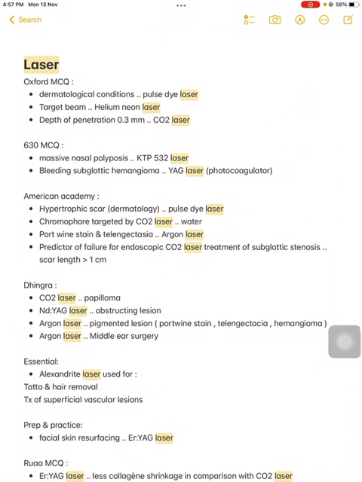What is the chromophore targeted by CO2 laser? The answer is water. As we said before, argon laser is used for pigmented lesions, just port wine stain and telangiectasia. Another important question about CO2 laser is: what is the predictor of failure for endoscopic CO2 laser treatment of subglottic stenosis? Scar length more than 1 cm.